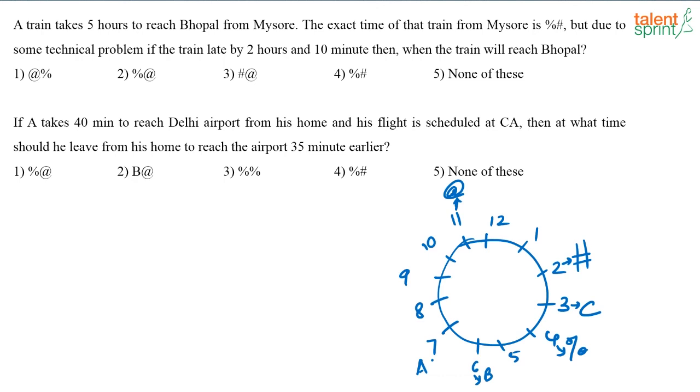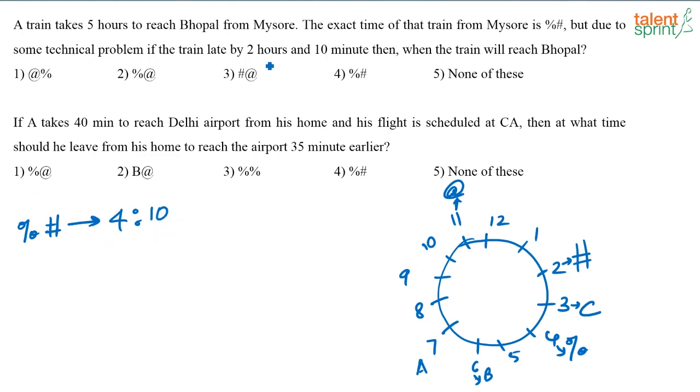A train takes 5 hours to reach Bhopal from Mysore. The exact time of the train from Mysore is percentage hash. Now what is this time? Percentage means 4, so 4 hours. Hash means 2. So if the minute hand is at 2, that means 10 minutes. So the scheduled time of the train is 4:10.